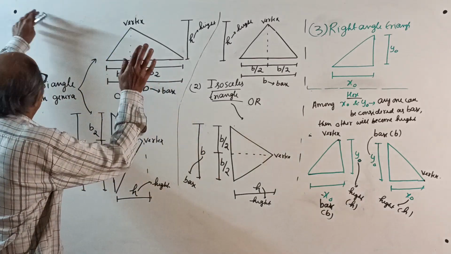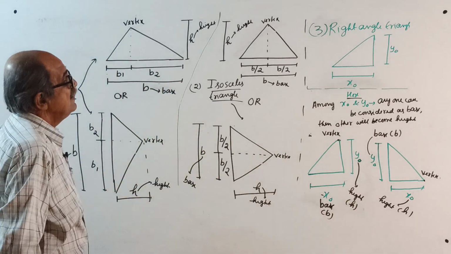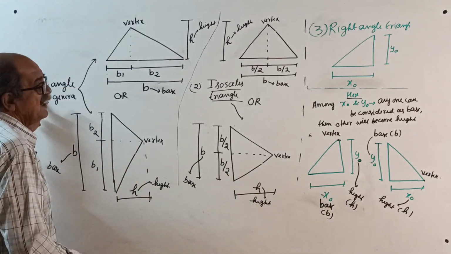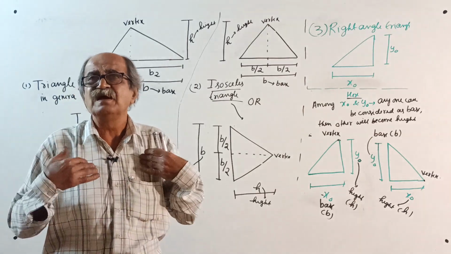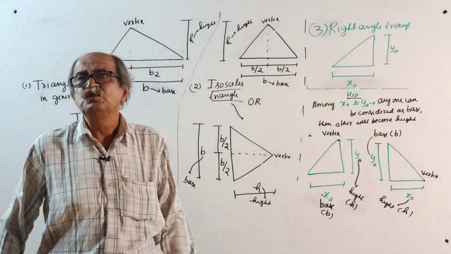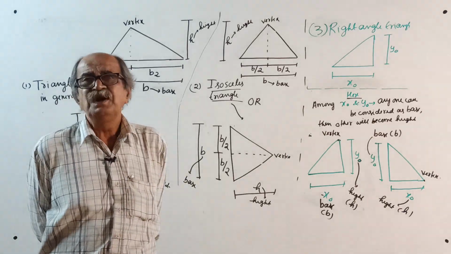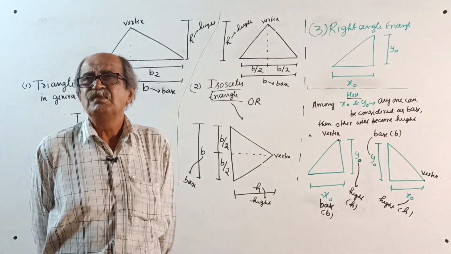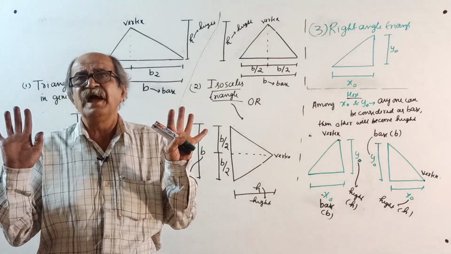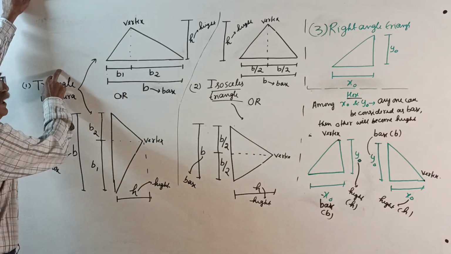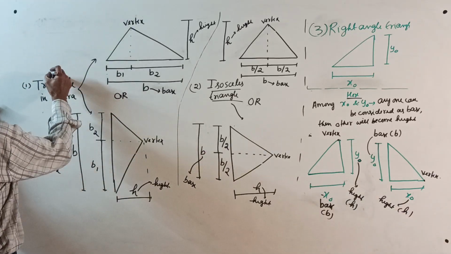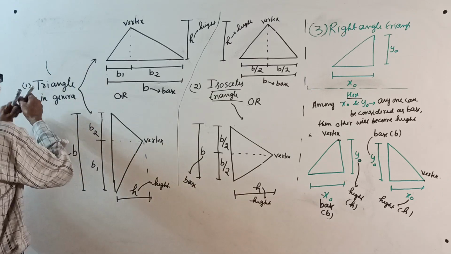Okay. Start. I told you 3 cases are there. Case 1, triangle in general. See, general is my word. Simply a triangle, no restriction. Only base and height are there. Right here, a triangle in general means base and height, that's all. You consider only base and height.